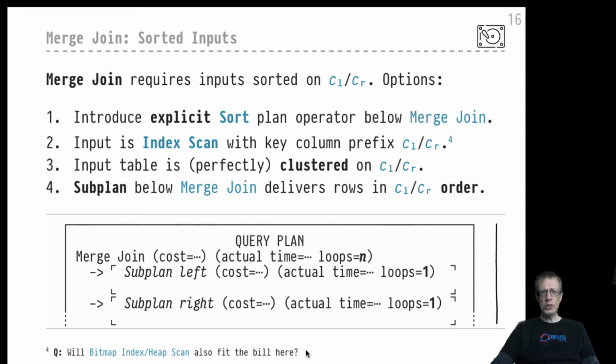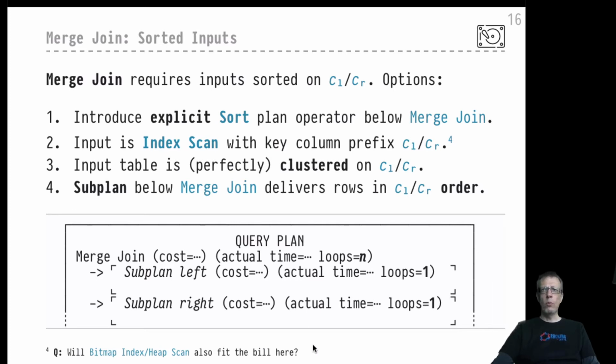And well, if you thought about it and you think that you've reached an answer, why not post in the forum, with the subject of, say, DB2 chapter 12. I think this is video 69, I guess. Well, I don't know for sure. Video number, and then question on slide 16. Will bitmap index heap scan also fit the bill of merge join? All right, and I'm looking forward to seeing your answer in the forum there.